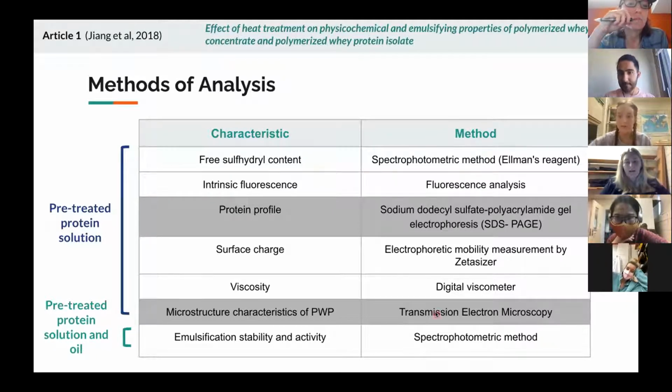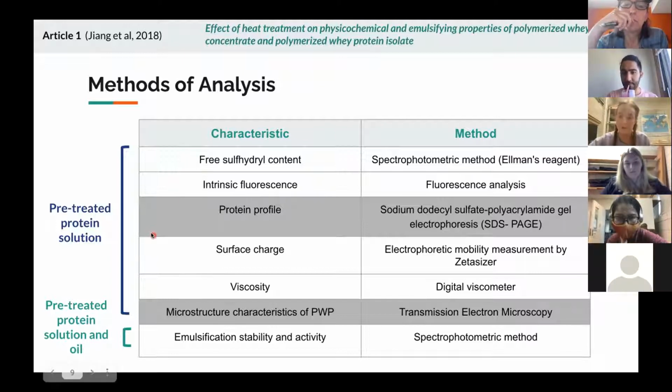The methods that they used for analysis were the total free sulfhydryl groups, which were determined to evaluate the effects of heat treatment and protein concentration on the covalent interactions of the whey proteins. They also looked at fluorescence analysis, which was used to show the degree of whey protein unfolding. SDS-PAGE, which I'll mention here, but I'm not going to go over in the results, but they used it to measure the extent of whey protein polymerization.